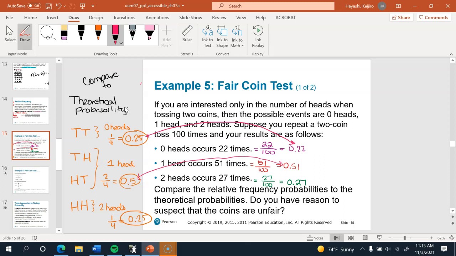So if you compare these probabilities side by side, 0.25 to 0.22, 0.5 to 0.51, 0.25 to 0.27. If you compare these, there's no reason to think that they aren't fair coins, right? They're close enough to what a fair coin should do, theoretically, that there's no reason to think that it's a coin that's weighted on one side or something. Those do exist.